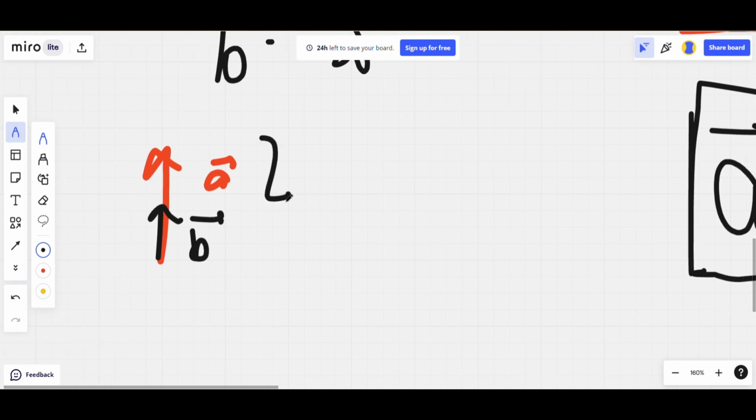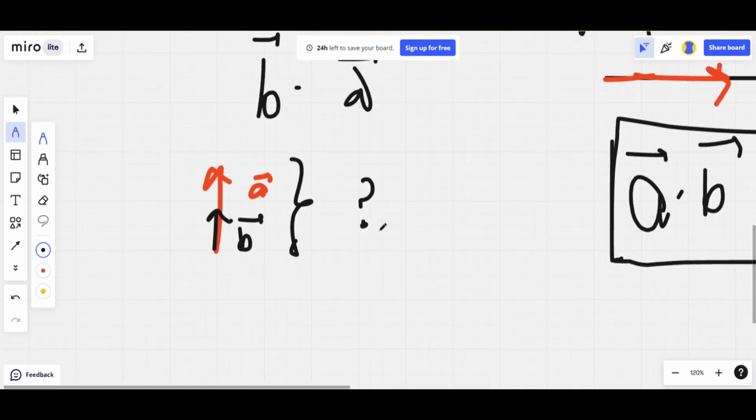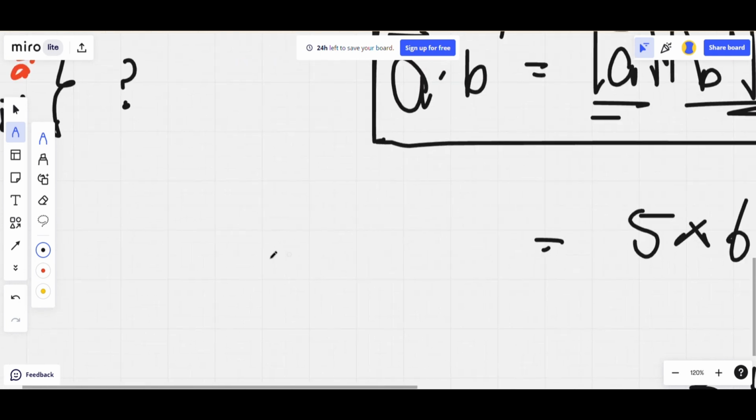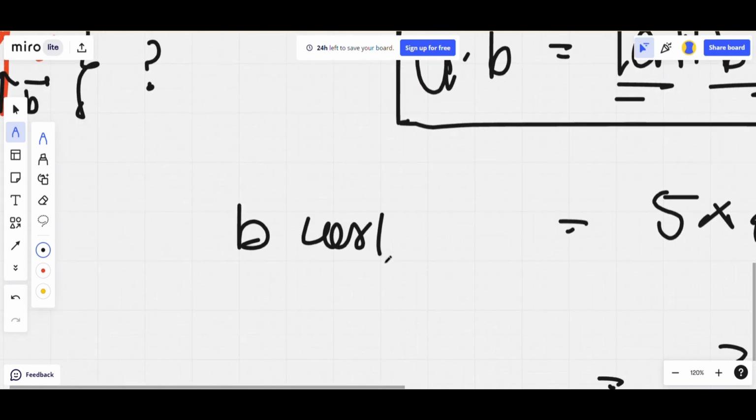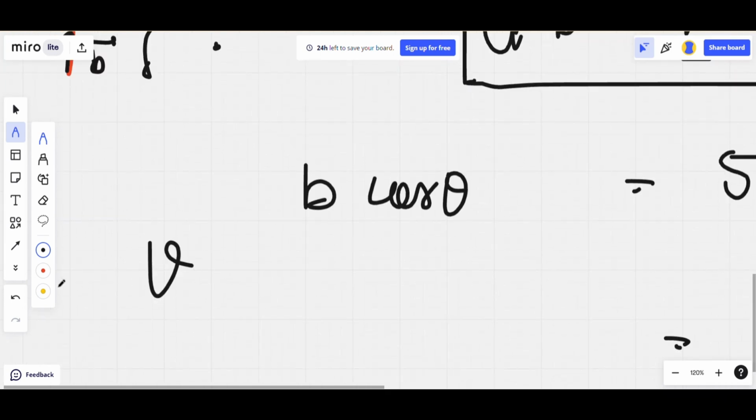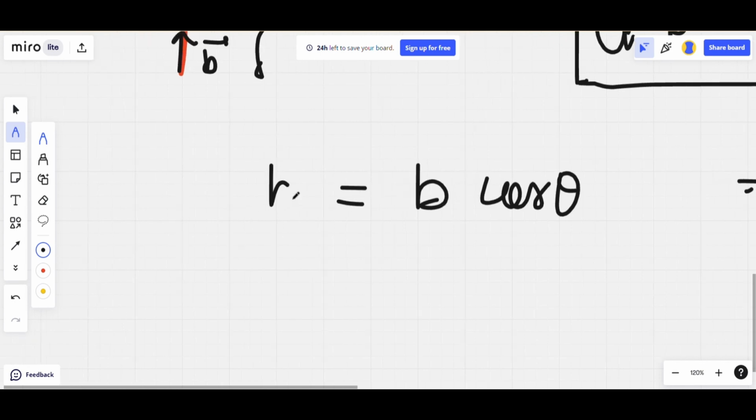Now, what is this thing? See, look, we have a dot b, which is nothing but the magnitude of a into b cos theta. And we just looked at what b cos theta is, right? Anything cos theta, let's say a vector v, what's its horizontal component? The horizontal component is nothing but v cos theta. Here, then what would b cos theta be? It would be the horizontal component of the b vector.